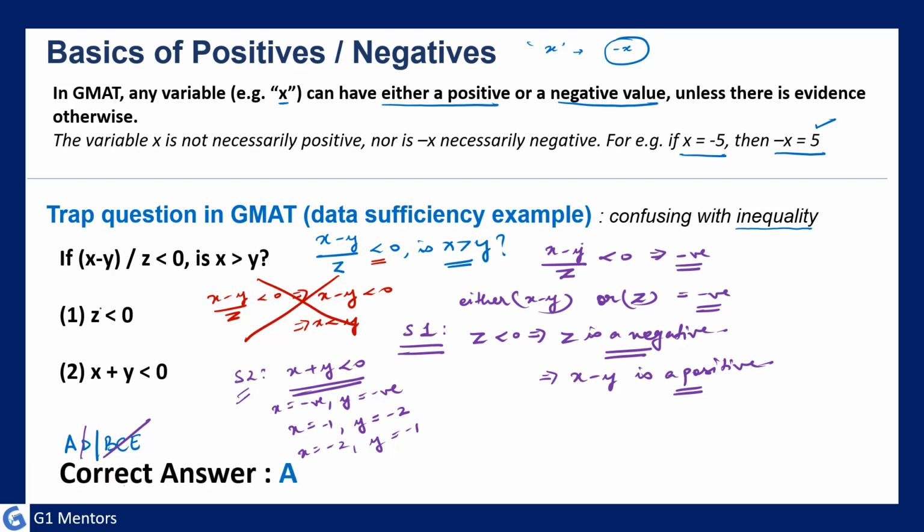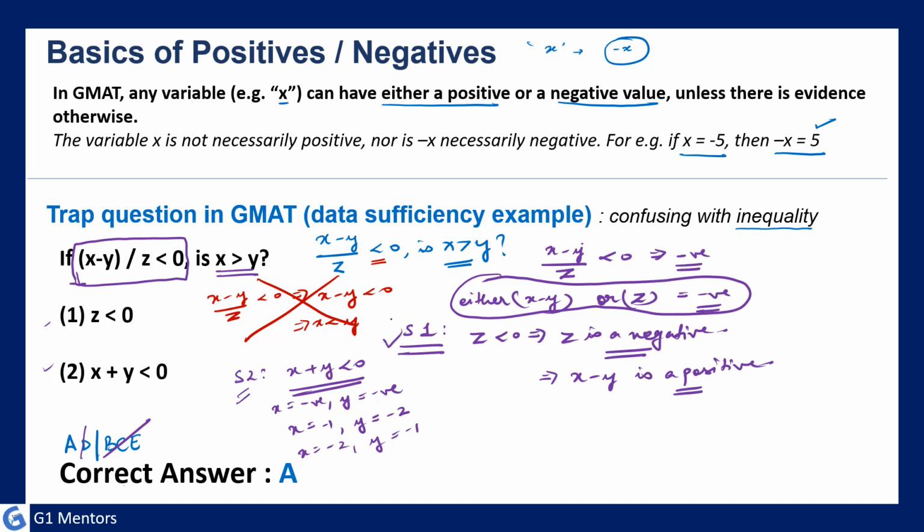In this question, you need to take care that one of the statements is given to you as a fact. From this statement and combining with other statements, you need to find whether x is greater than y. And from the fact, we know that either x minus y or z, only one of them is negative. Okay, that's why statement 1 is true.